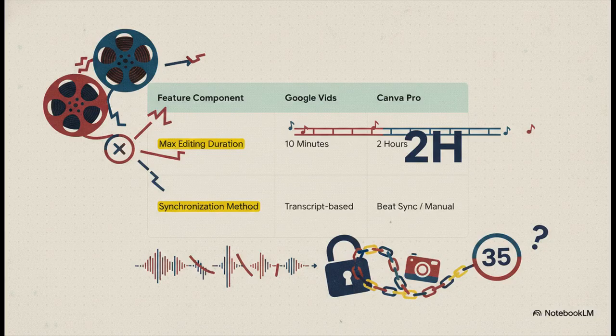And this table really lays it all out, doesn't it? Look right here. Google Vids has a hard stop at a 10-minute editing duration, and Canva, which has that awesome beat sync feature, also maxes out at 10 minutes. This is precisely why we can't just use one app and call it a day for our 35-minute project.